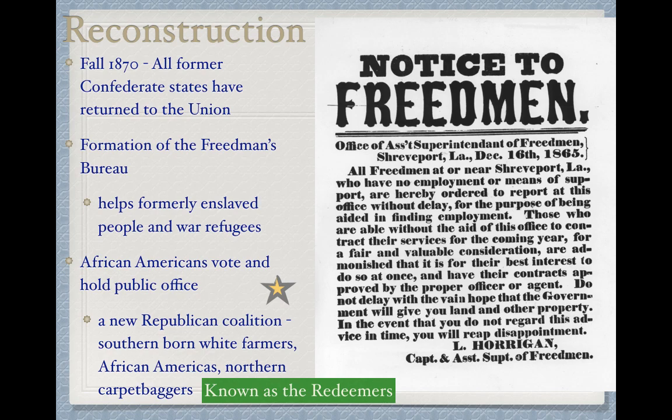Now, voting African Americans into office, it's not just African Americans voting for African Americans. It's also this new Republican coalition. Southern-born white farmers who want more rights. They may have smaller farms, not plantation owners, right? African Americans, and also carpetbaggers from the North.